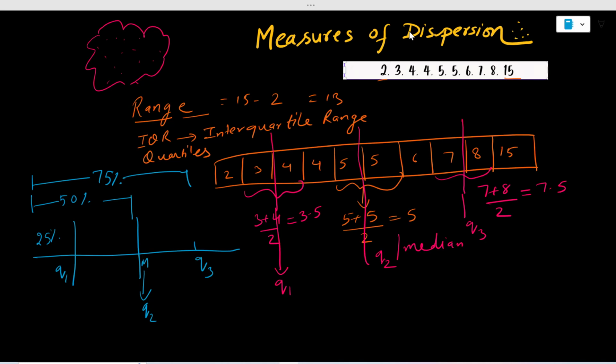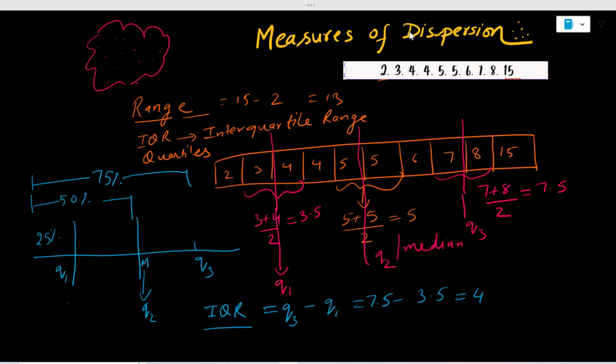The measure of dispersion which we will be deriving from these quartiles is IQR, which measures the spread of the middle 50% of data, which is between Q3 and Q1. So we simply say IQR is equal to Q3 minus Q1. And in this case, we can say IQR is equal to 7.5 minus 3.5, which is equal to 4. So here is the IQR.